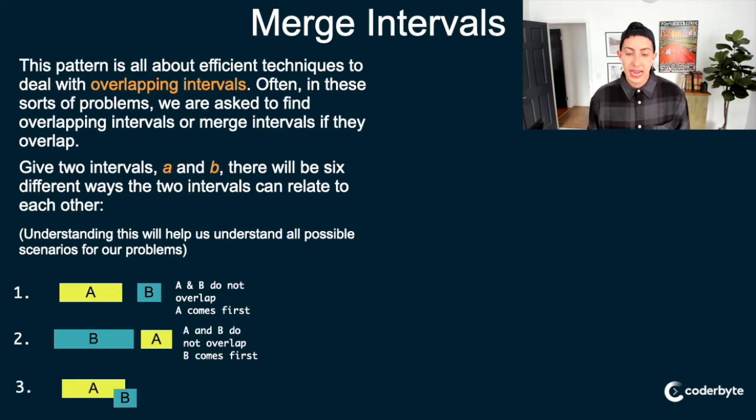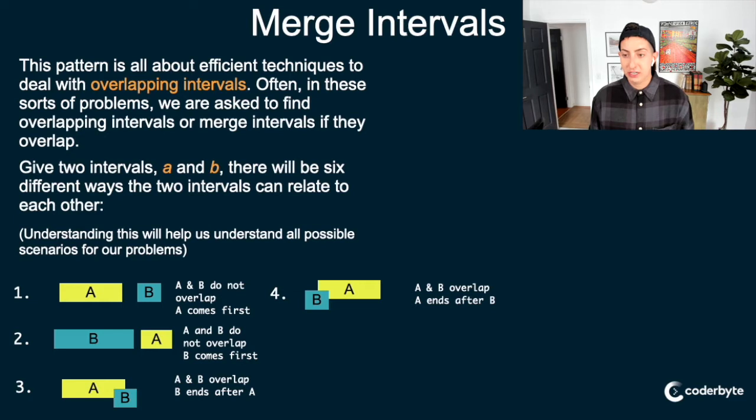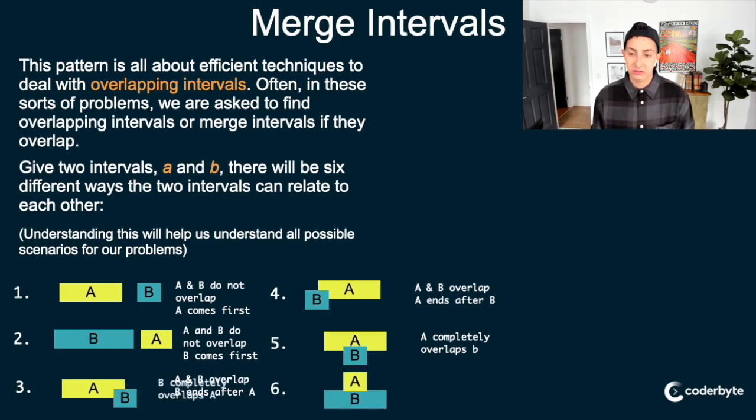Third scenario, A and B do overlap, and B ends after A. So you can see here, A and B overlap, but B starts before A ends and B ends after A ends. Fourth, A and B still overlap, but A ends after B. So you can see here, B starts first and then A ends last. Fifth, A completely overlaps B, and then finally sixth, B completely overlaps A.